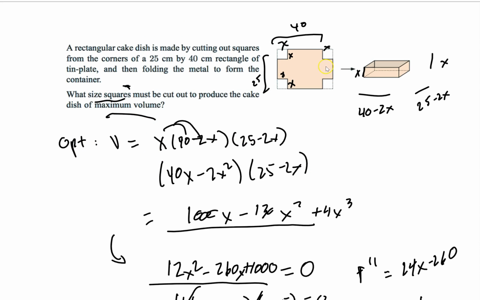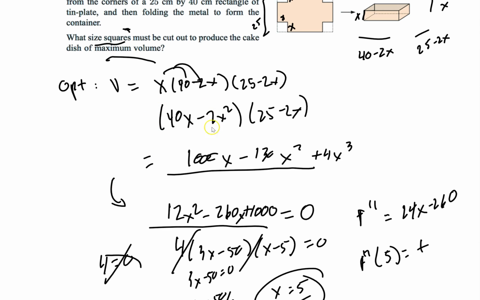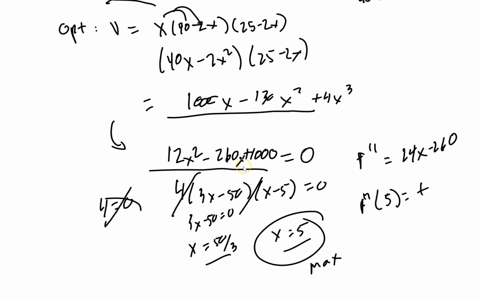You have to optimize this. Well, how do we optimize it? We try to optimize volume, so let's find what the volume is. The hard thing was that the squares were x's, so we had to figure out that this whole length is only 40 minus 2x. You're taking out the 2x, the x squares. This whole length is 25 minus 2x, and that's x. Then volume is length times width times height. Multiply it all out. You get this, then set the derivative.